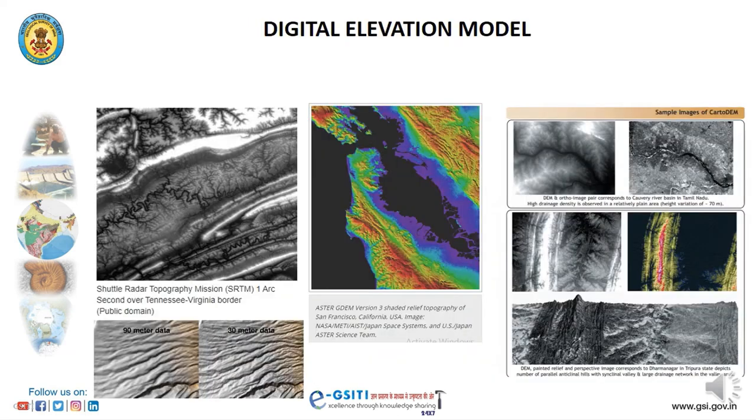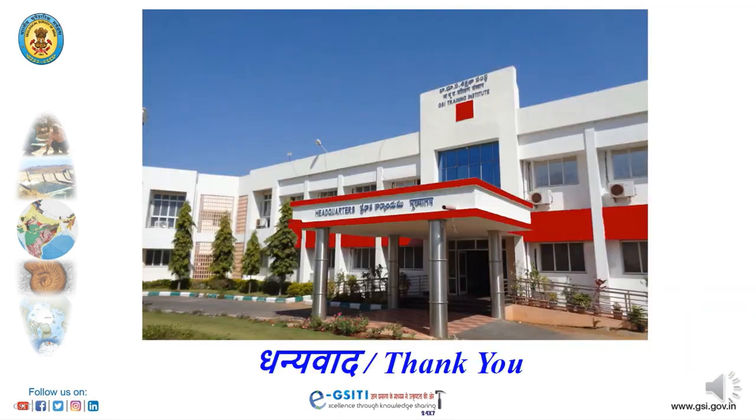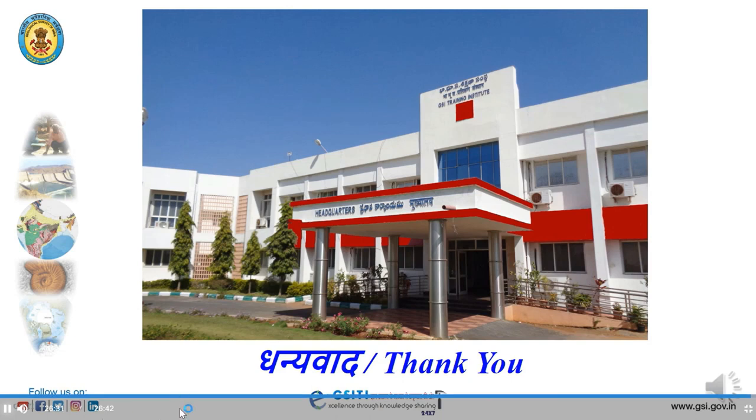Digital elevation model. There are different digital elevation model data available. Shuttle Radar Topography Mission SRTM, ASTER GDEM, CartoDEM are some examples of digital elevation models. Through a digital elevation model, we can identify the elevation of the terrain, and we can prepare slope maps, aspect maps, and hillshade maps, which are very useful for identifying structure, preparing geomorphology maps, and preparing contour maps, etc.